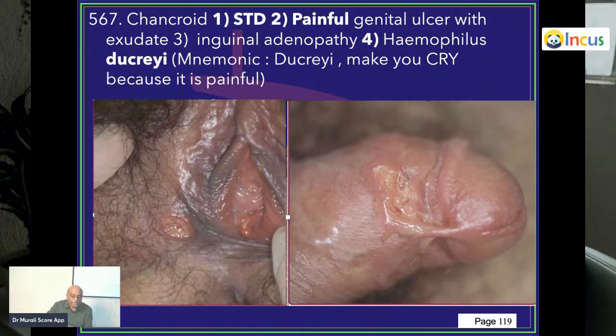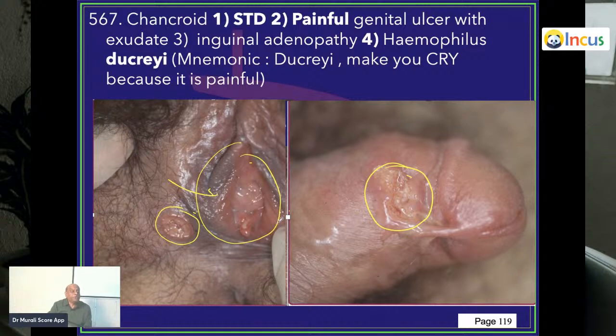Then comes chancroid. It is a painful genital ulcer, with a lot of exudate, and chancroid lesions can occur in the female genitalia also. Haemophilus ducreyi. How will you remember it is painful? Ducreyi makes you cry, because it is painful. So painful is ducreyi, chancroid, genital ulcer. These four are the most important things, doctor. Syphilis, gonorrhea, chancroid, lymphogranuloma venereum, right? And granuloma inguinale. Definitely the examiner will ask which is painful, which is painless, which is soft, which is hard. Ulcer, you have to be 100% sure.